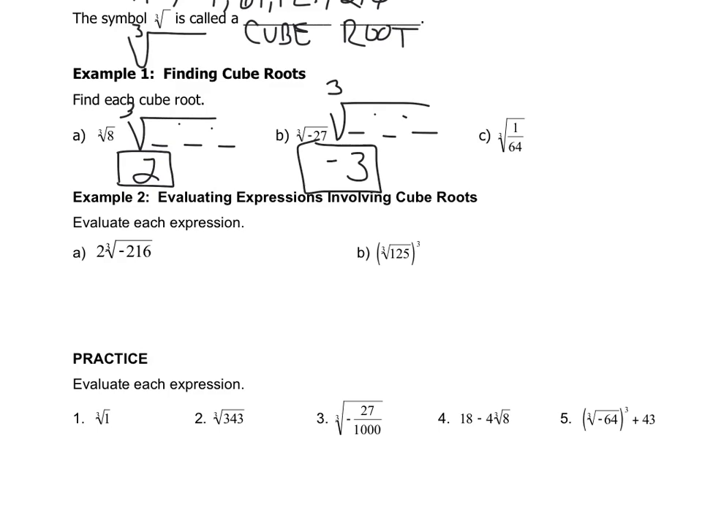So we can do the cube root of a negative number, and then the answer will become negative. So the sign's not out in front on this one. It's going to be, in this case, underneath.